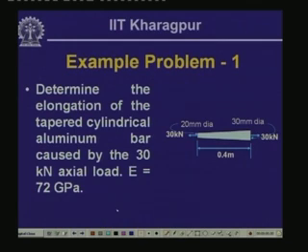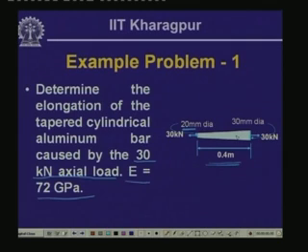Now, the problem which was posed to you last time is: determine the elongation of the tapered cylindrical aluminum bar caused by a 30 kilonewton axial load, and the value of E is given over here. In this particular problem, it is given that the diameter of this bar at this place is 20 millimeter and the diameter at this end is 30 millimeter, and over the length of 400 millimeter it is varying gradually.